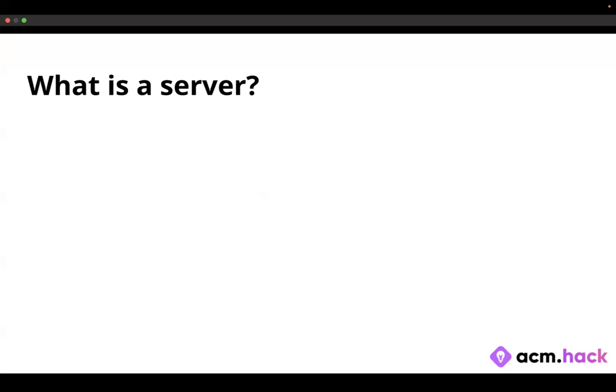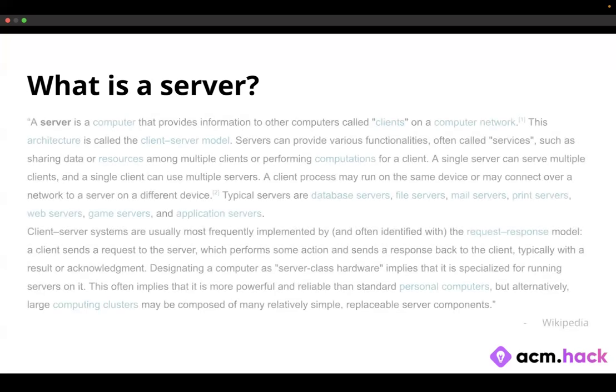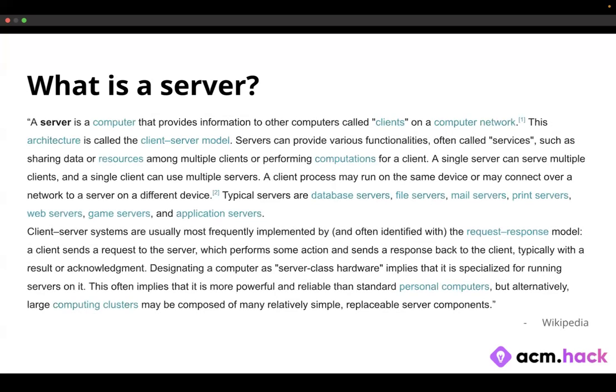All right, if no one wants to share, good news. You can look it up on Wikipedia and it will give you a really long answer. Wikipedia is going to tell you that it's a computer that provides information to other computers called clients. It goes into detail about the different types of programs, client and server programs, what it does, the different types of servers. But here's the thing.